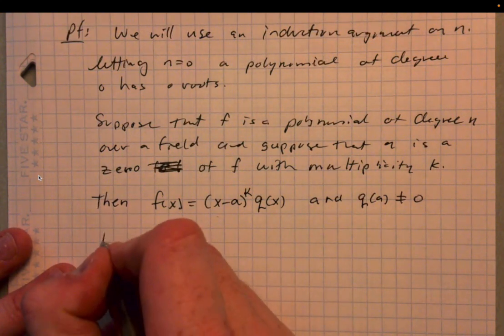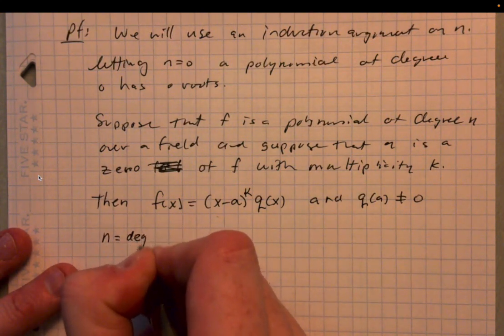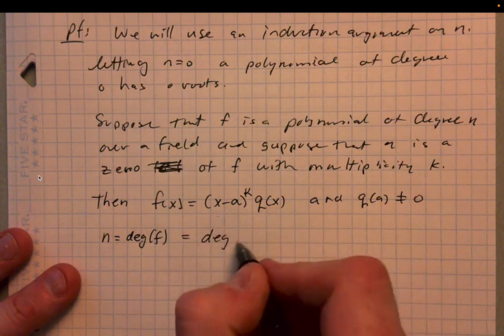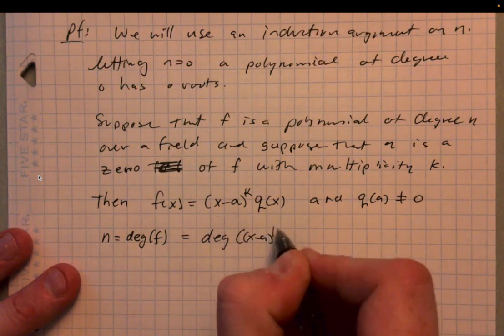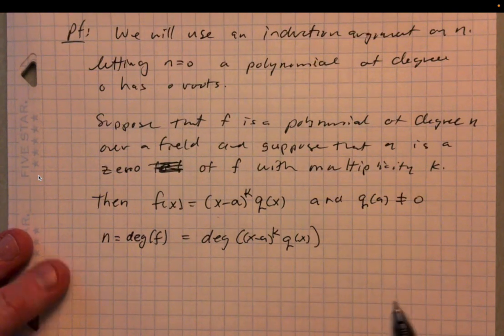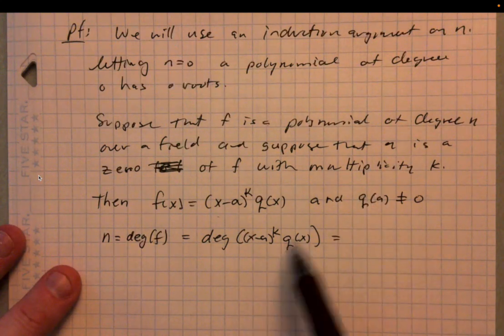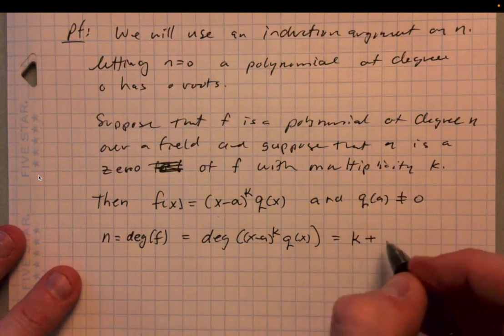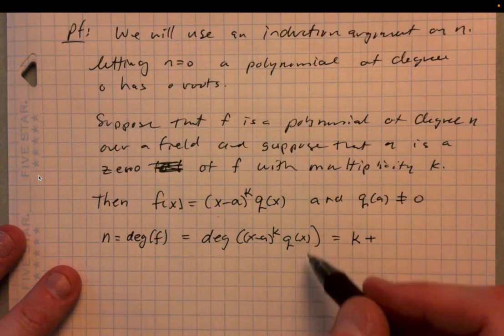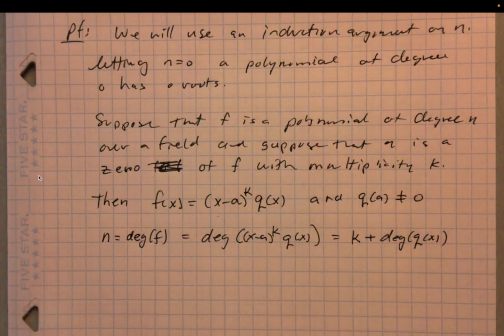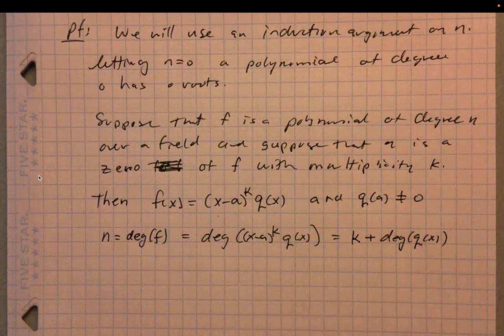Well, what's the degree of f? The degree of f is n. Okay, and so that must be equal to the degree of this business, (x minus a) to the k times q of x. Okay, and so we know the degree of x minus a to the k is obviously k, and so this must be equal to k plus whatever the degree of q is. Right, that's how that would work, right? The degrees would add, so whatever the highest exponent is here, you'd add to that, and that's how the degree would increase, right?